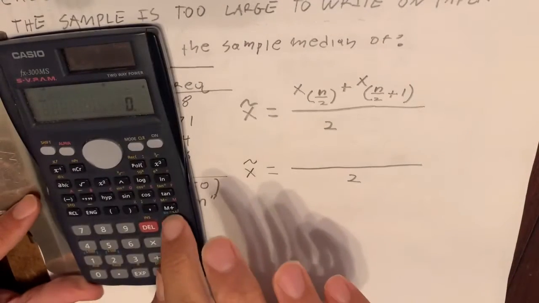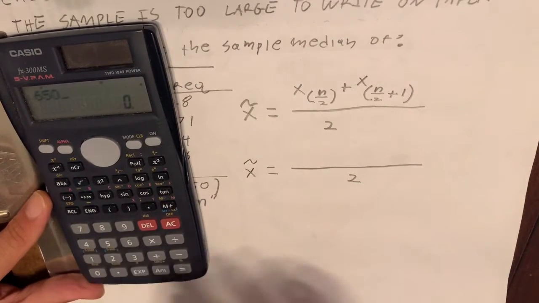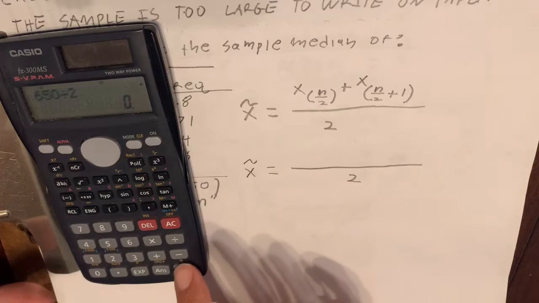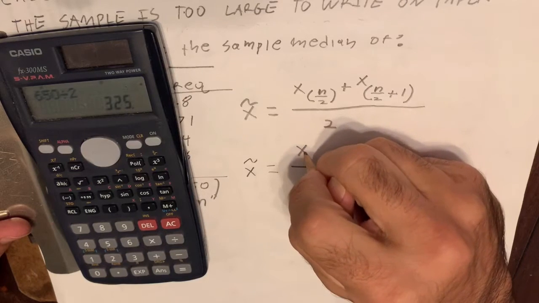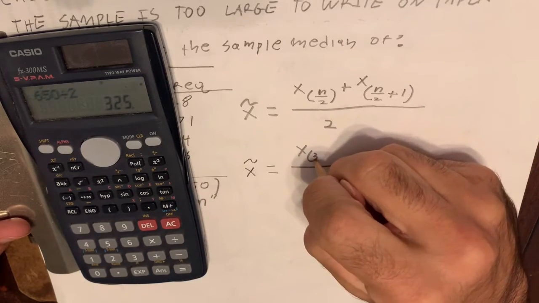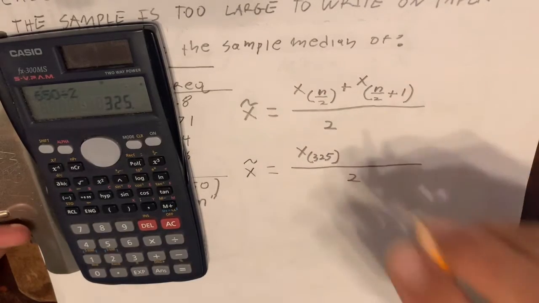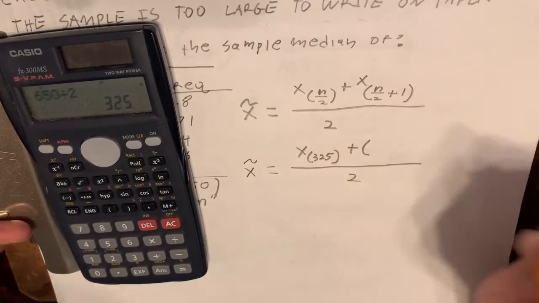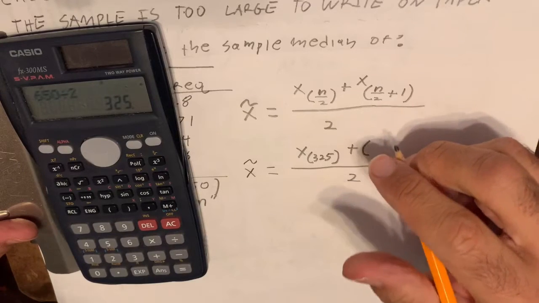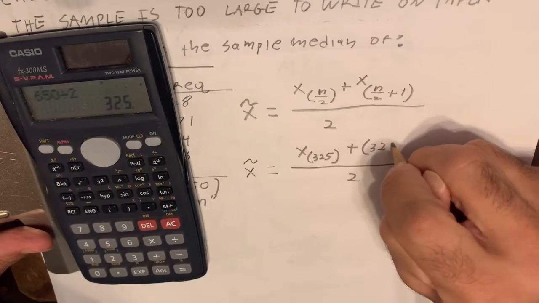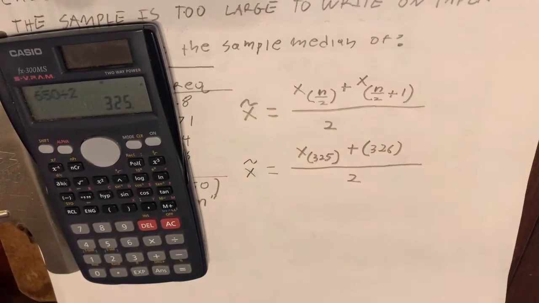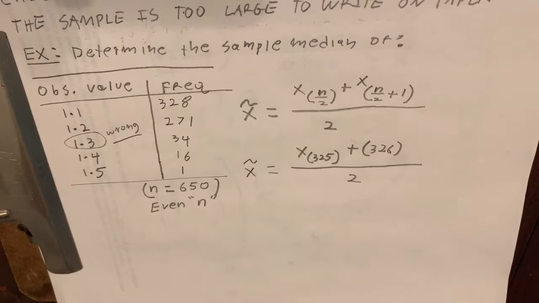So let's take 650 divided by 2, and we get 325. So this is x sub 325 in parentheses plus x sub 326, over 2. So 325 and 326.